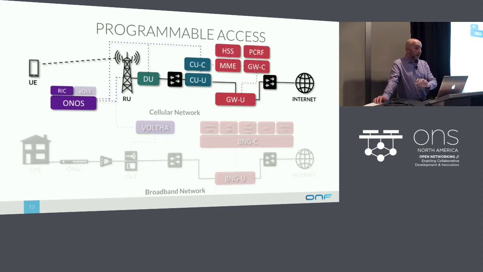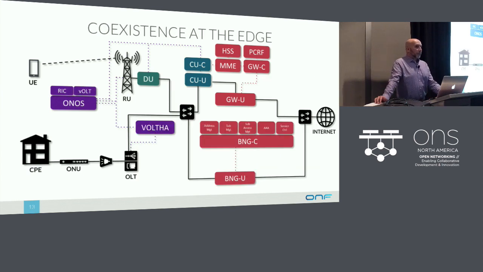And on the cellular side, we could use ORAN specifications and develop a radio intelligence controller as an application sitting on ONS. And this, in return, would be able to control the DU, the CU, and even maybe the RU. So then this takes us to coexistence, right?